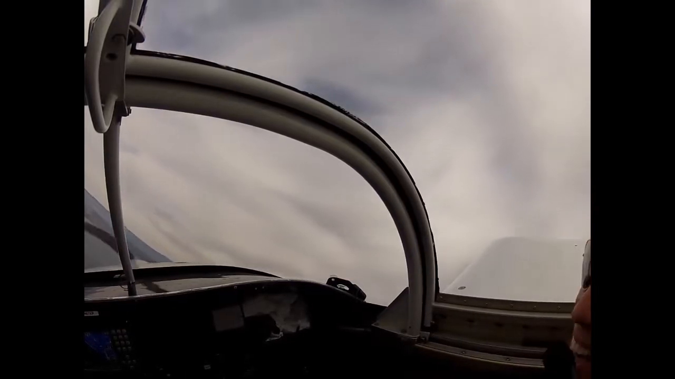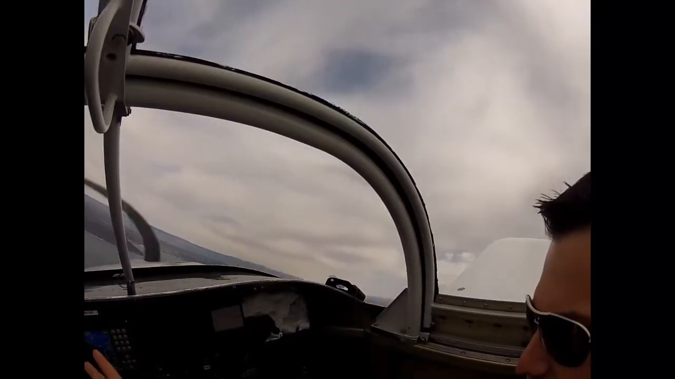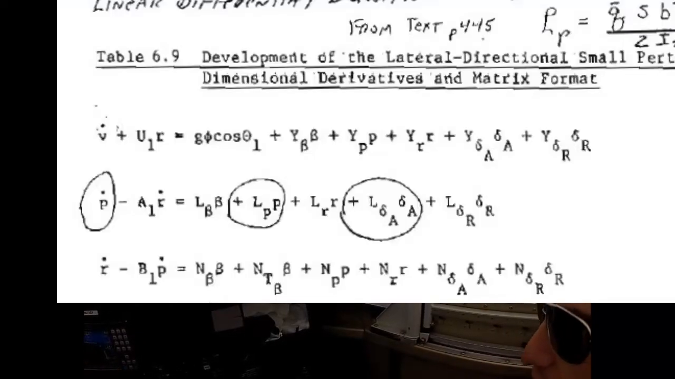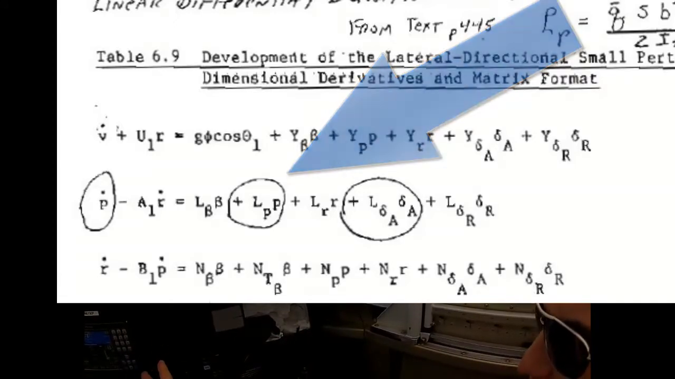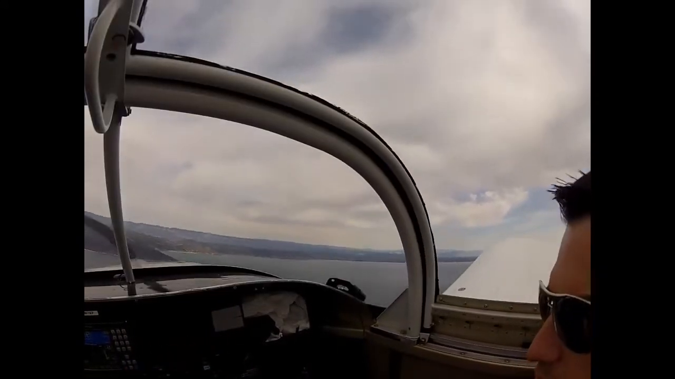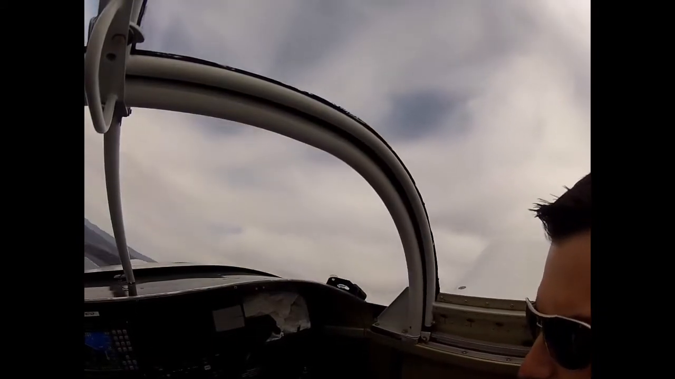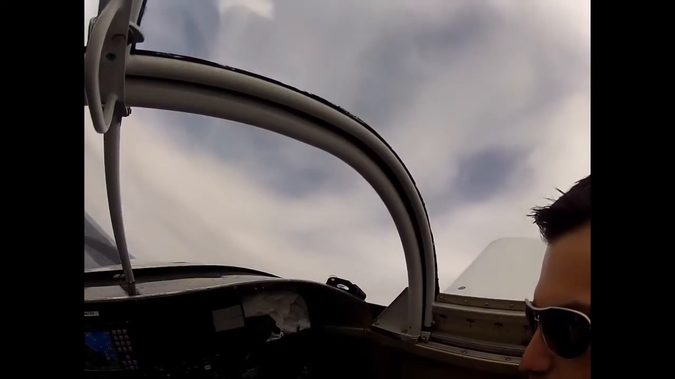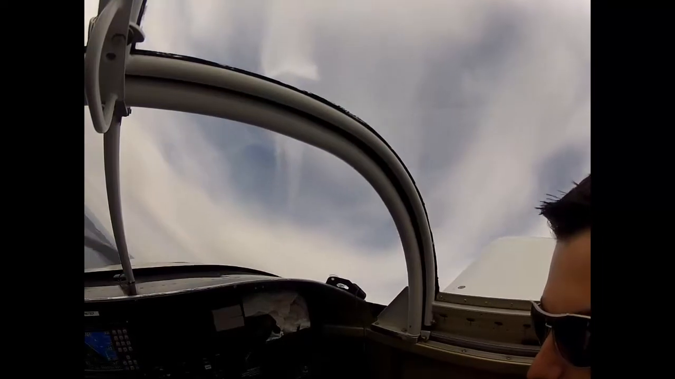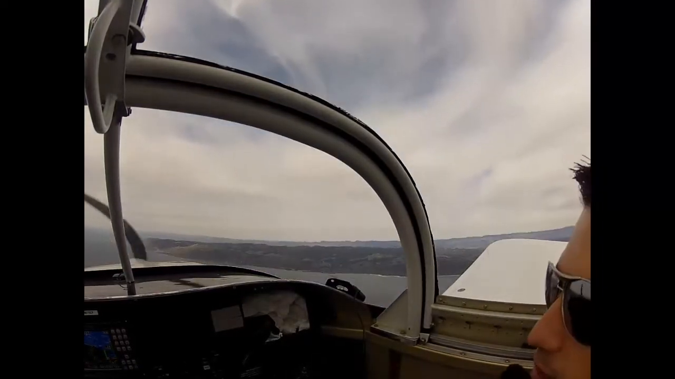So that roll mode depends on what's called LP, the roll damping. Okay. So the roll damping stability derivative, if you increase that, it would slow down that roll mode time constant. So I could simulate a larger LP. If I had a larger LP negative, it's always negative, but if it had a larger value, then the roll mode might look like this. See how slow it's going for the LP?